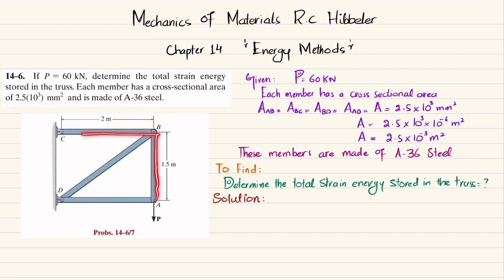You can see this is the truss made up of different members: AB, BC, CD, and AD. Each has the area shown in meters. Clear? And there is a load P which is equal to 60 kN. Due to this load, there will be axial stresses in these members. So you have to find the total strain energy stored in this truss.